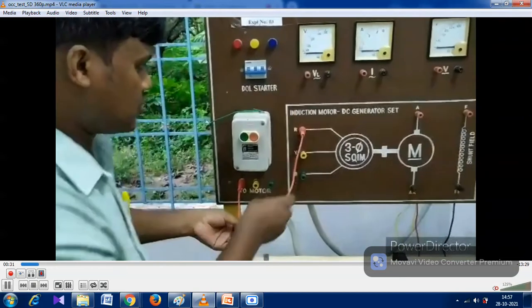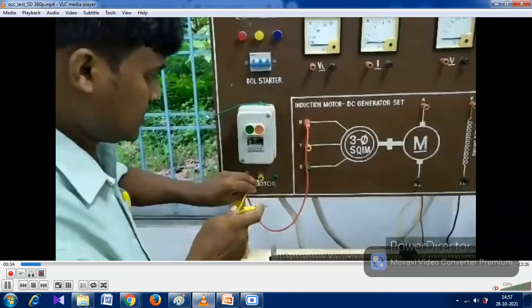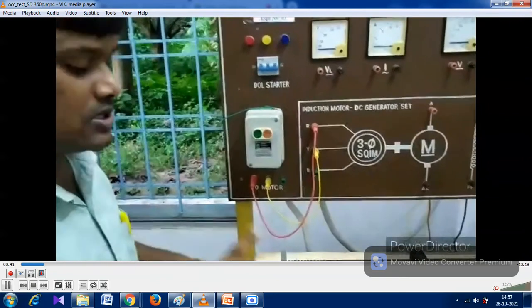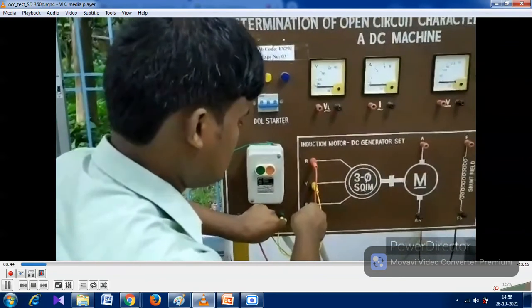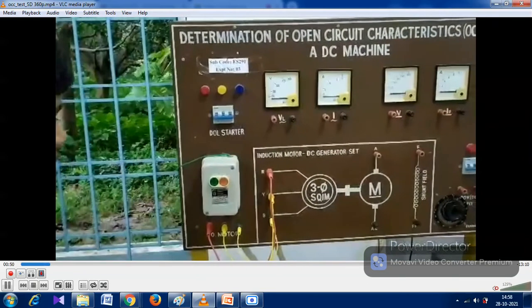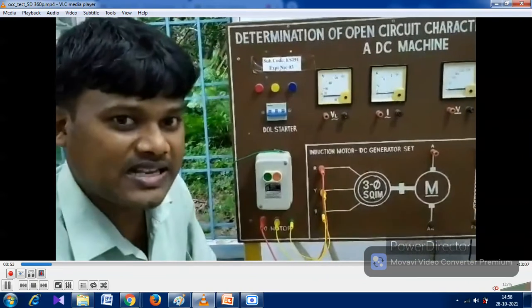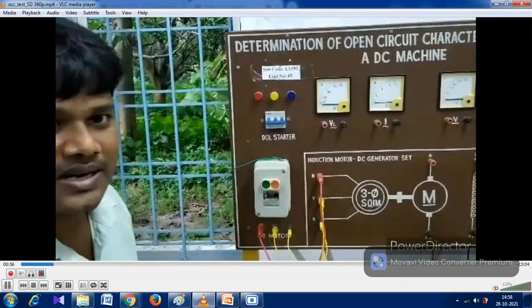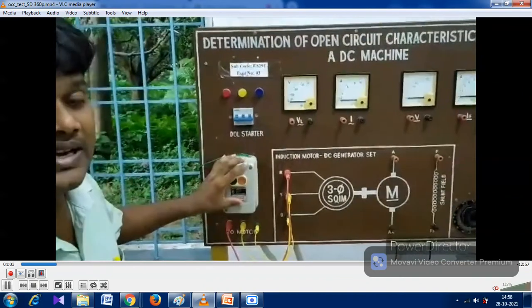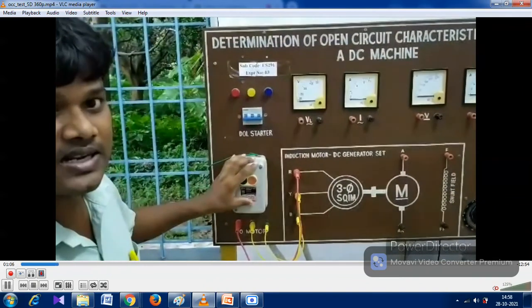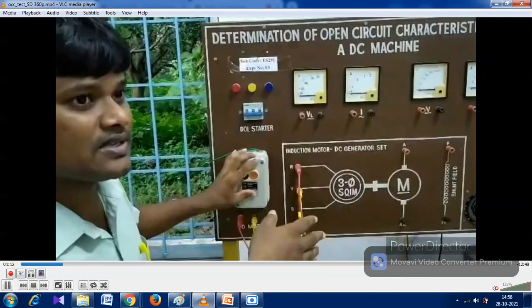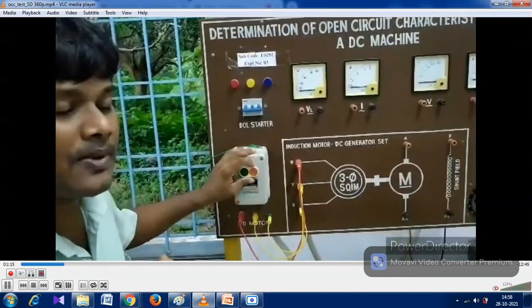Actually, we are giving the mechanical supply to the DC generator by an induction motor, and we are doing the connection of the induction motor. Though it is a three-phase induction motor, we have to supply three-phase supply to it, and by connecting this wire we are supplying the electric supply to the induction motor. The one in my hand is actually a dual starter. We will study that later, in Machine 2.